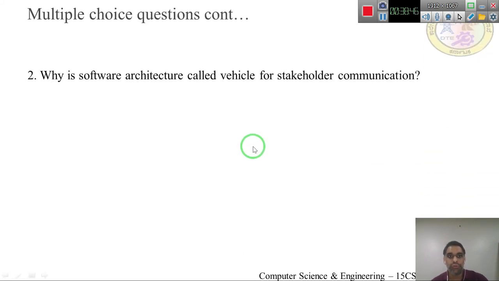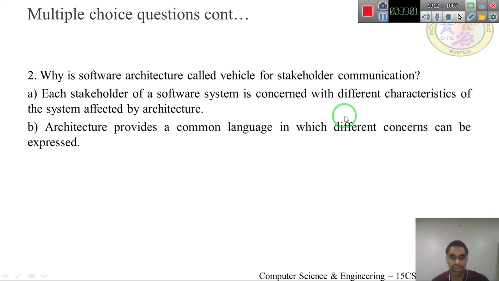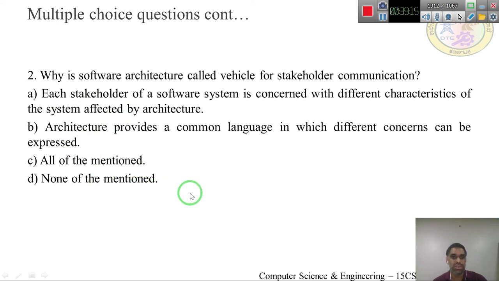Second question: why is software architecture called a vehicle for stakeholder communication? Is it because each stakeholder of a software system is concerned with different characteristics of the system affected by the architecture, or is it because architecture provides a common language in which different concerns can be expressed, or all of the above, or none of the mentioned above is correct? Okay, so why do you think software architecture acts like a vehicle for stakeholder communication? What would be the correct answer?